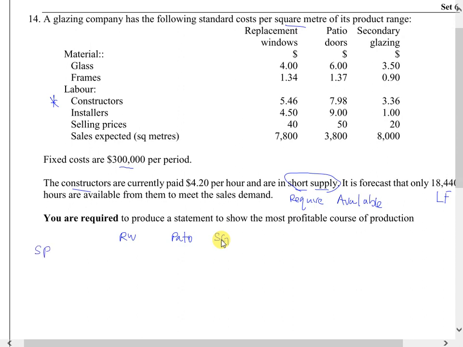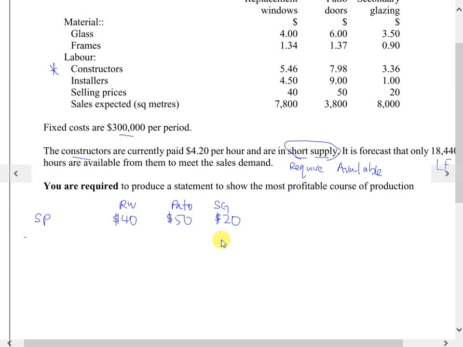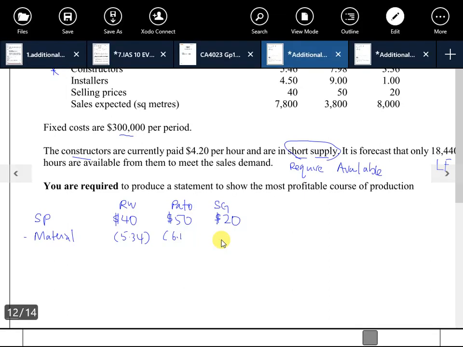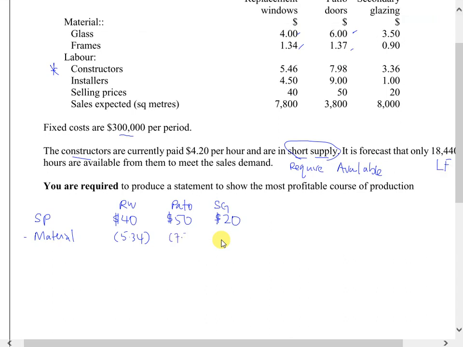Selling price 40, 20. Less material. We total up the material: 5.34, 6 plus 1, 737, 4.4.